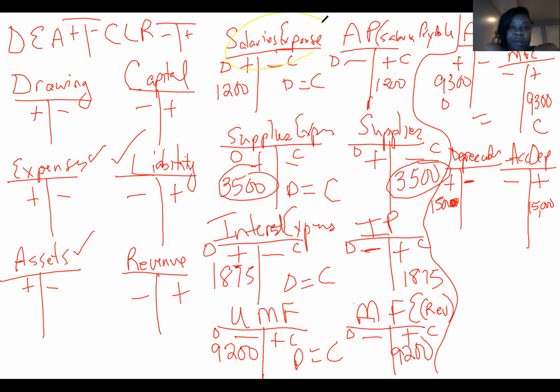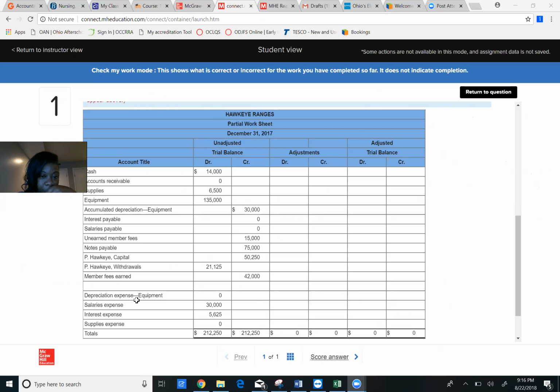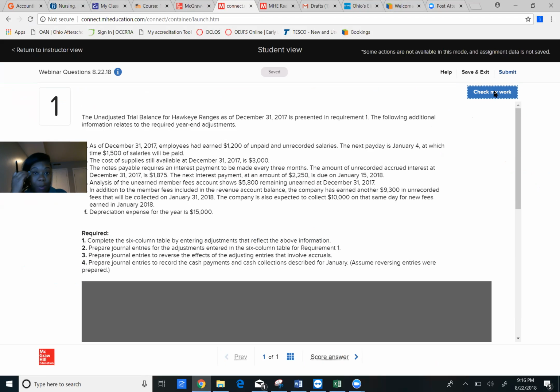Okay, we got salaries expense. Oh, we only got one salary expense. Okay. So we got a debit of salary expense of $1,200. Okay. So then we're going to go over here. We're going to go to salaries expense. And we're going to do a debit here of $12,000. Oh, I got to turn it up. I don't remember that.